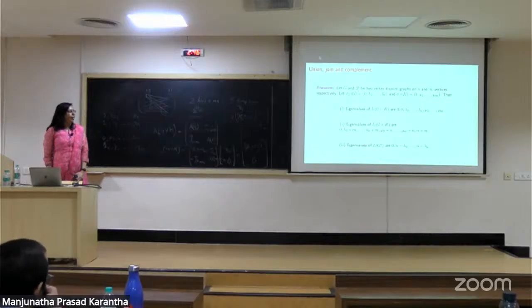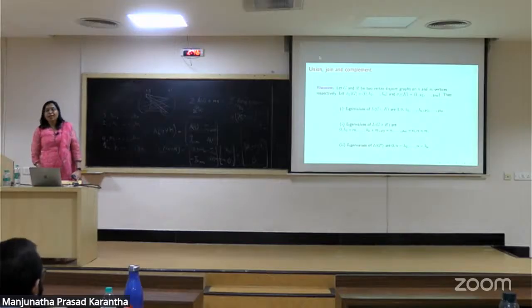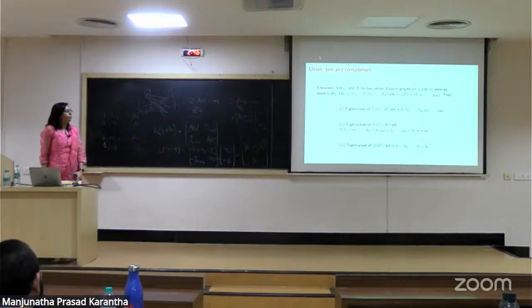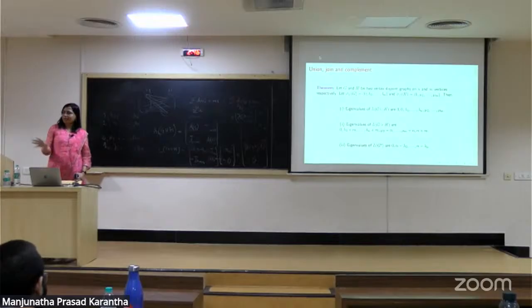And for the complement, the eigenvalues will be 0 and n minus lambda_i. Can you prove this? For the complement, if I know the eigenvalues of G, those are 0, lambda 2, and so on, then I can say the eigenvalues for the complement of G. So complement means that it is another graph, right? G and G complement: in the complement, the edges which are there in G are not there, and vice versa.